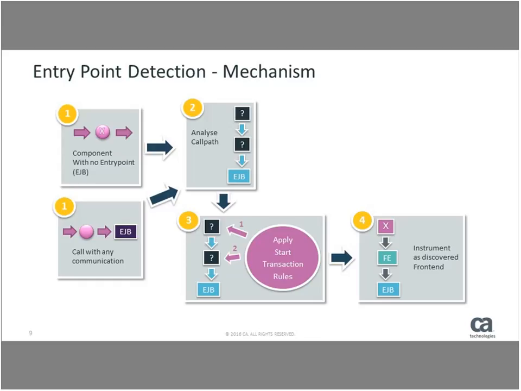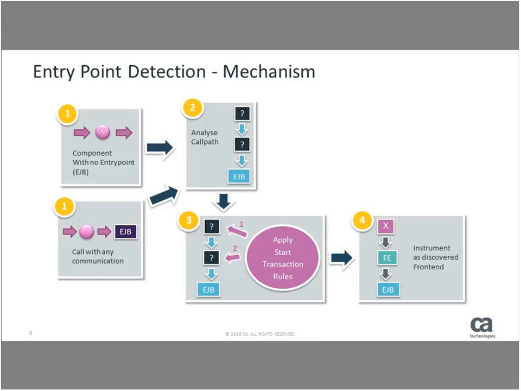There we have two possible entry points where this whole mechanism starts. The first one is, as I said, we have a component or a transaction with no entry point, for example, an EJB, or we have a transaction where we have a call to any type of communication, like, for example, a database communication, but out of the box, no visibility into that transaction.